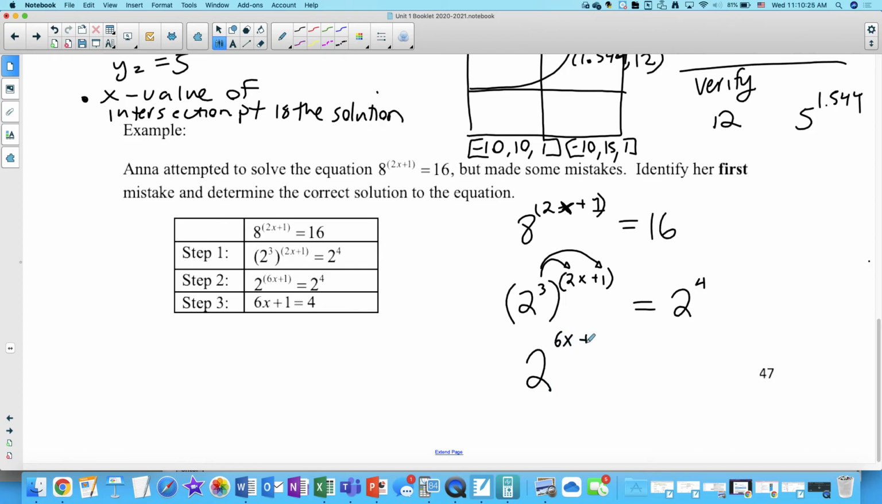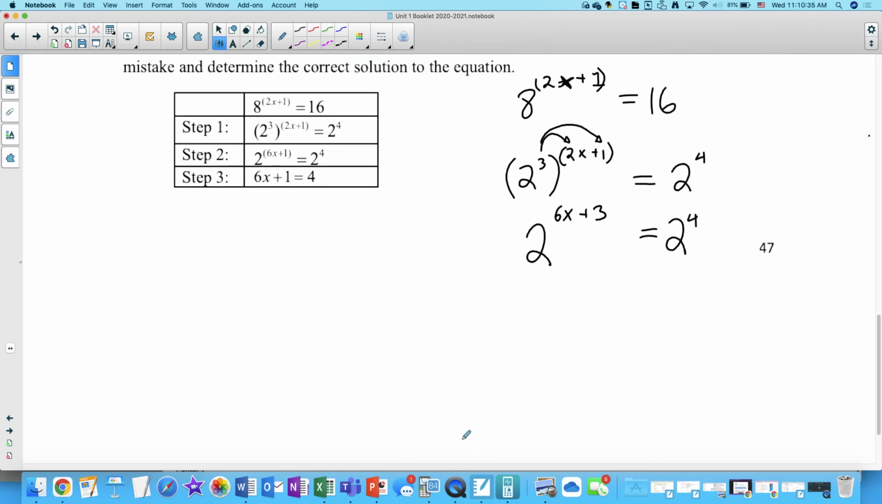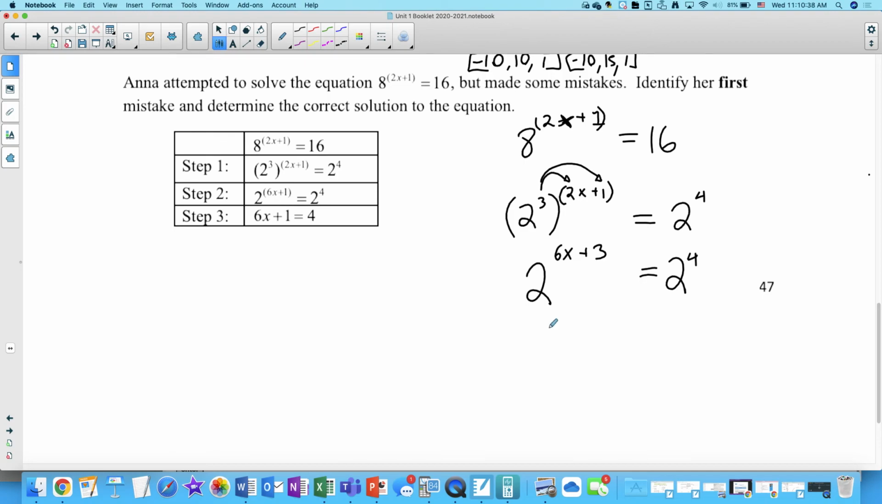Okay? And now what am I going to do? Drop the bases. So I will get 6x plus 3 equals 4. And now I can solve. So I'm going to subtract 3 from both sides, and I get 6x equals 1. Divide by 6, divide by 6. x equals 1/6.